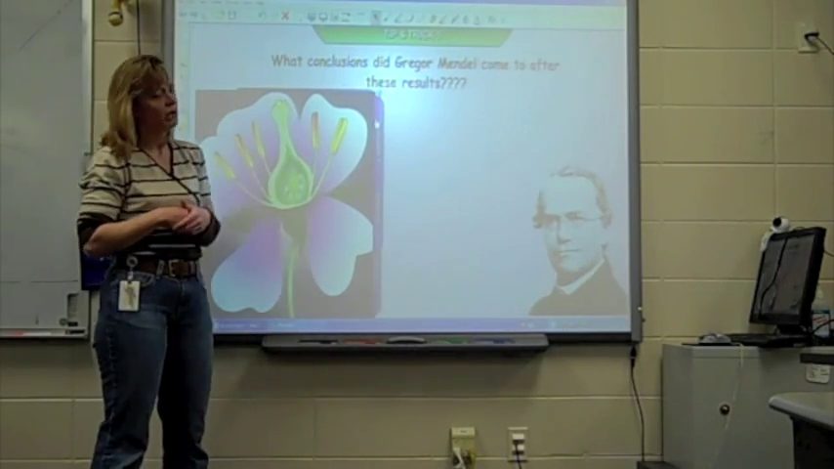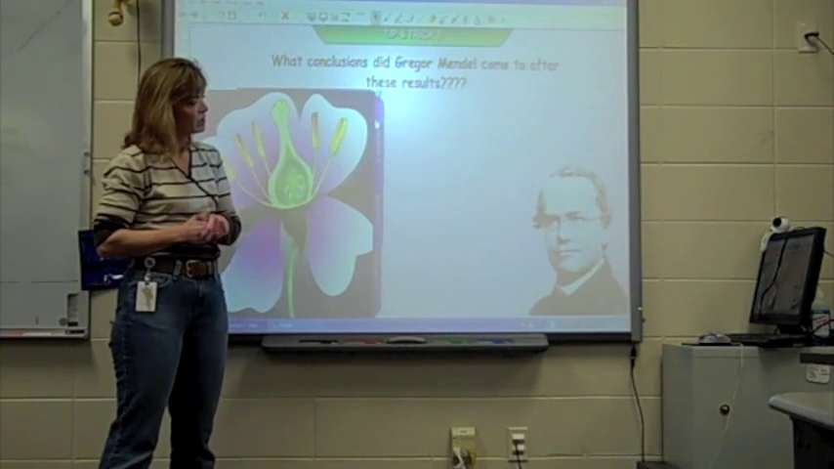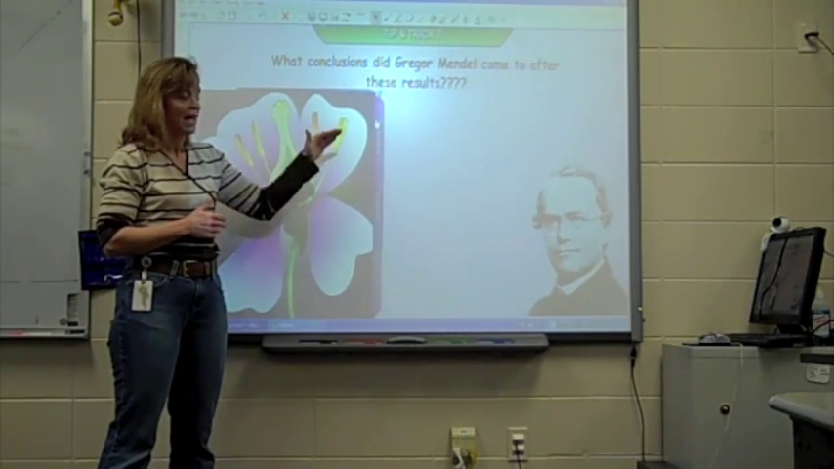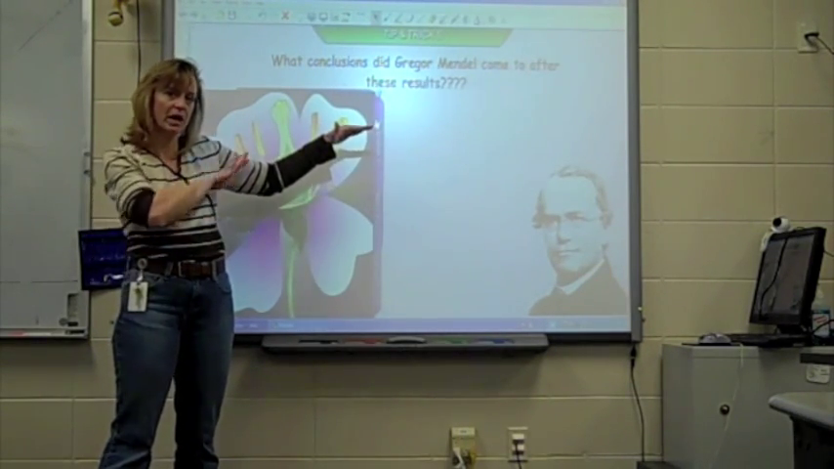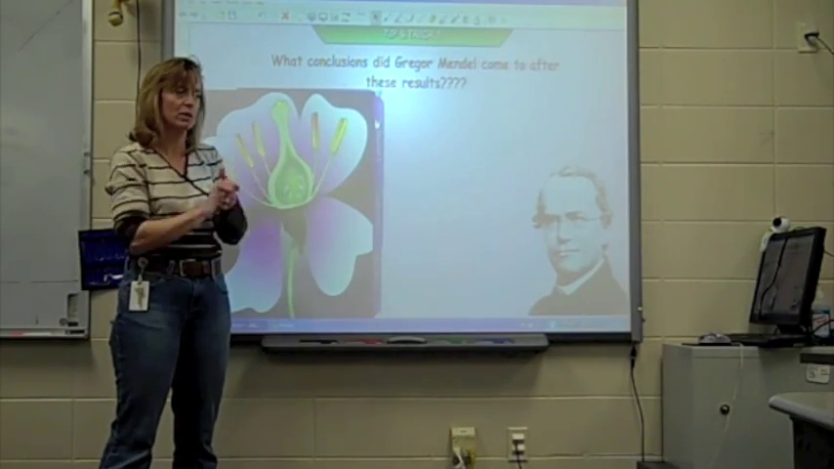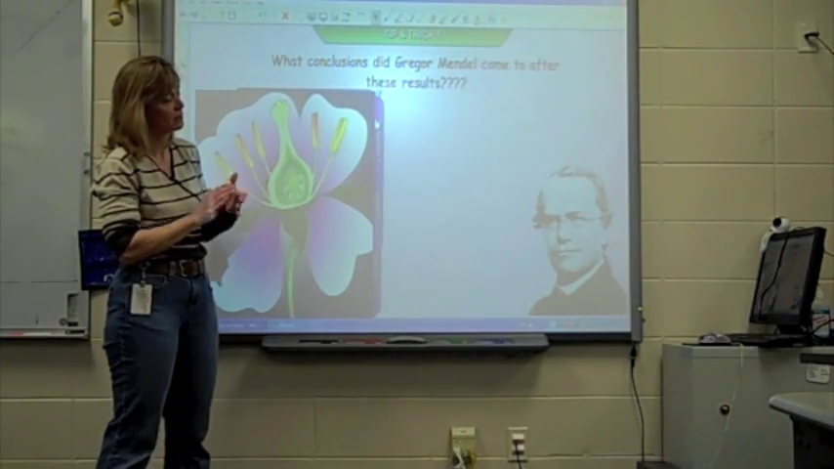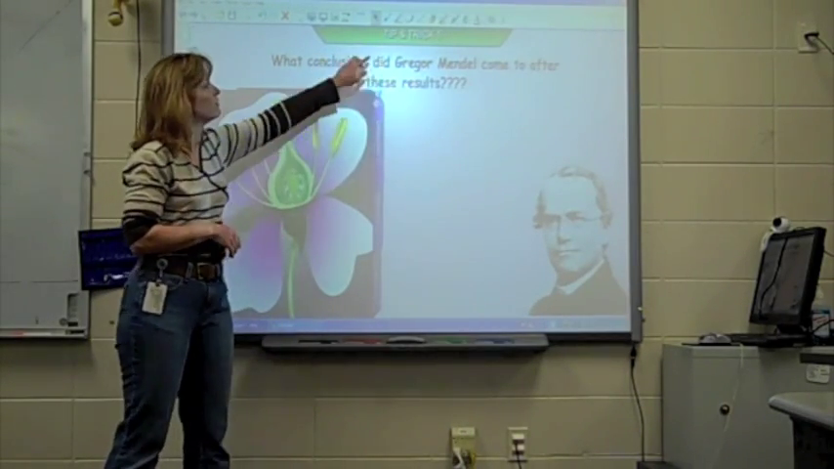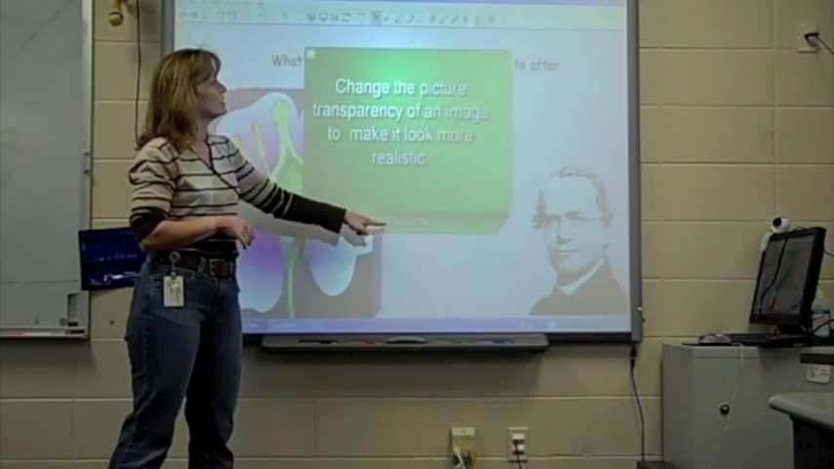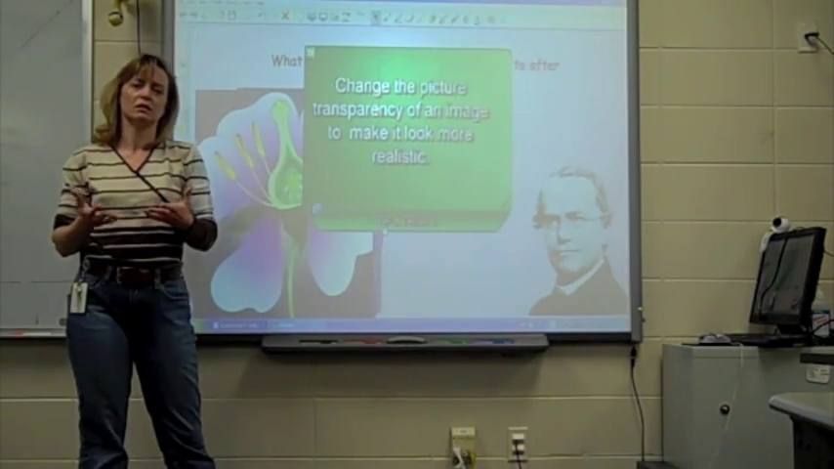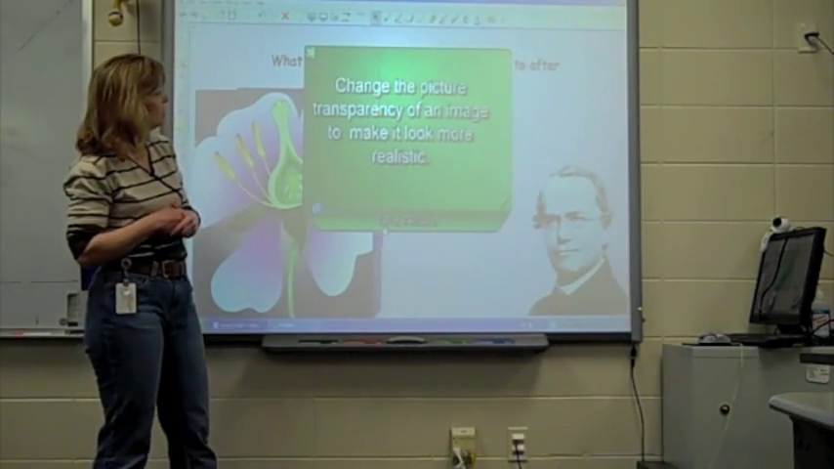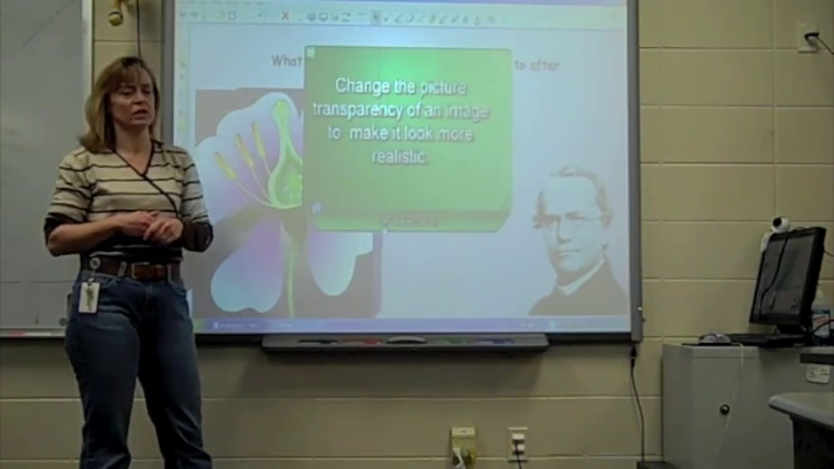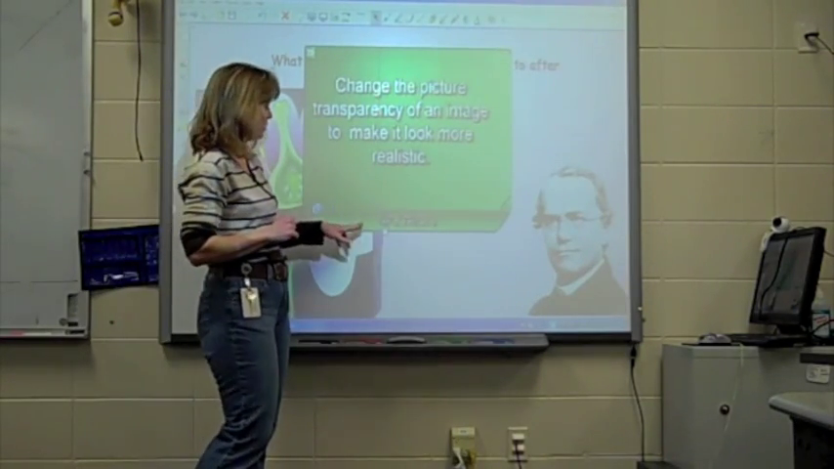And when I grabbed that picture, it had a white box around him. He was set on a white background, and it didn't look very realistic. And I'll give you an example in just a minute. So my tip or trick number 5 is to make your lesson look a little bit more realistic, a little bit more polished and professional, by changing the transparency of an image just to make it look better.